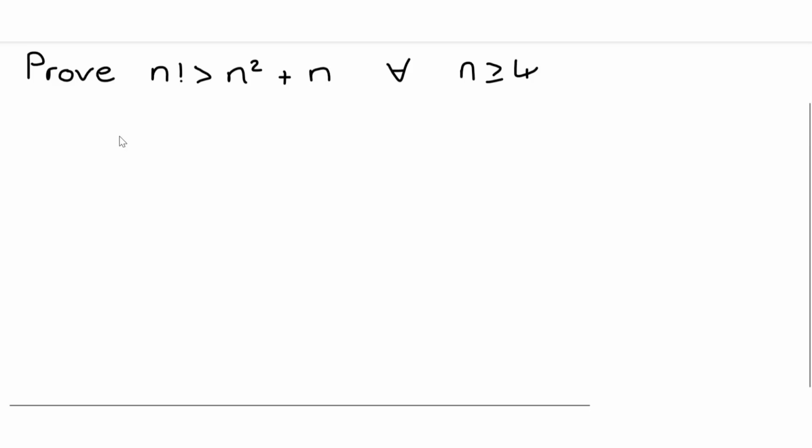We're going to try to prove that n factorial is greater than n squared plus n for all n greater than or equal to 4. The technique we're going to use for this is proof by induction.